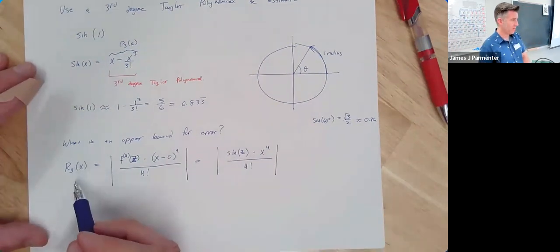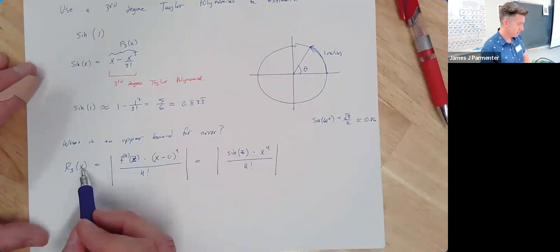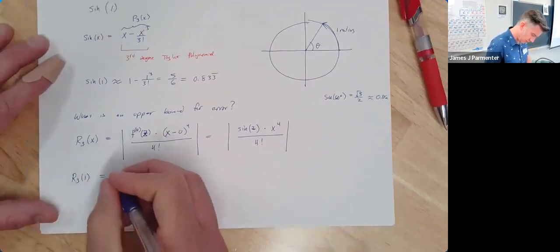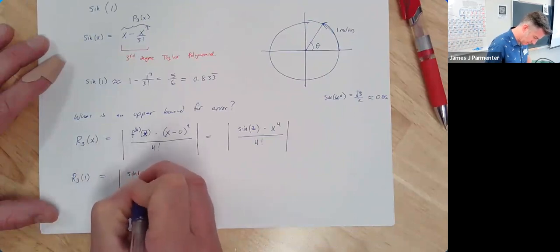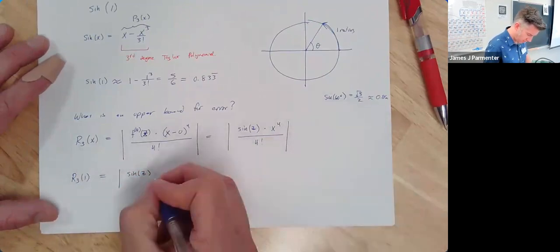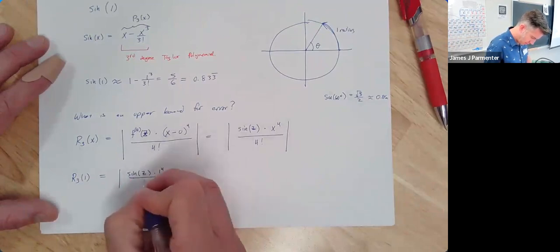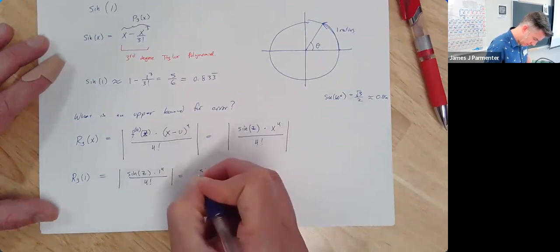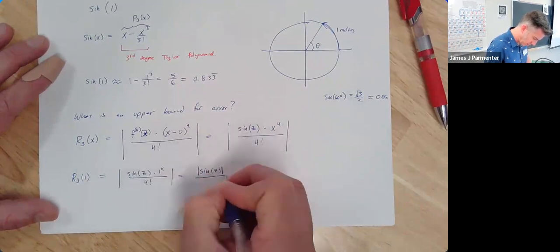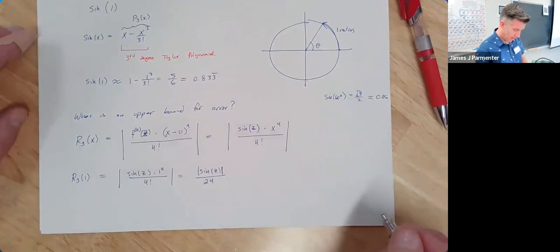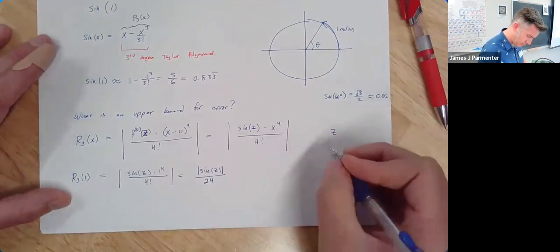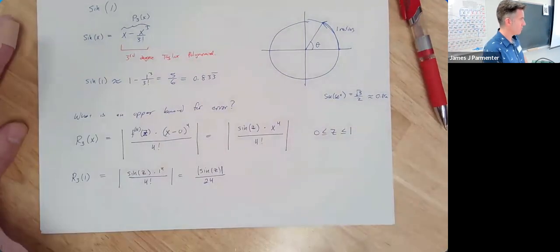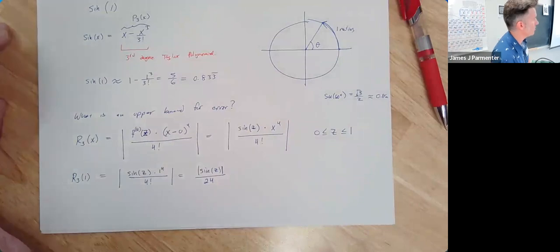Okay, but I'm actually trying to find the remainder when x is equal to 1. This is really R3 of 1, which is going to be still sine of z times 1 to the 4th over 4 factorial, or just sine of z in absolute value over 24. And z has to be between my center, which was 0, and my x value, which was 1. And here's what's great about sine and cosine.